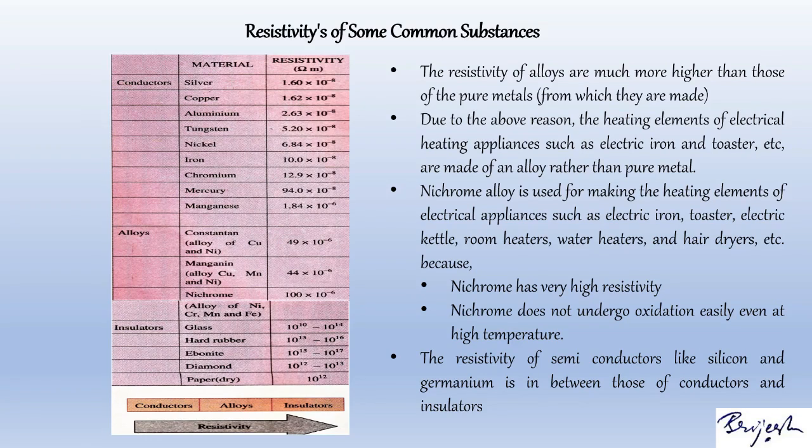Second, an alloy does not undergo oxidation easily even at high temperature when it is red hot. For example, nichrome alloy is used for making heating elements of electric appliances such as electric iron, toaster, electric kettle, room heaters, water heaters, that is geysers, and hair dryers. Nichrome has very high resistivity, due to which the heating element made of nichrome has a high resistance and produces a lot of heat on passing current. Nichrome does not undergo oxidation easily at high temperature. So the resistivity of semiconductors like silicon and germanium is in between those of conductors and insulators.